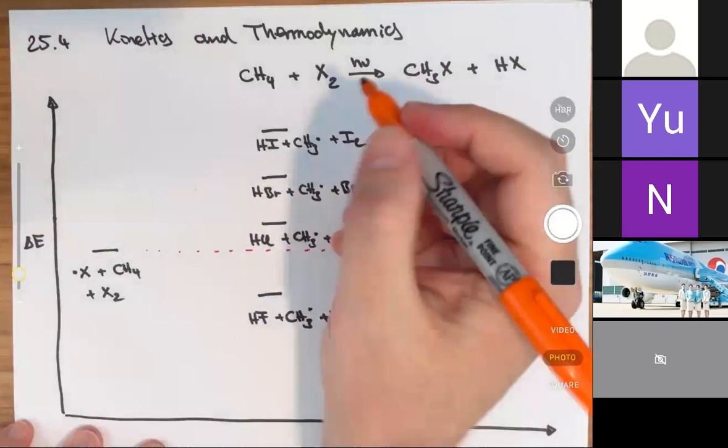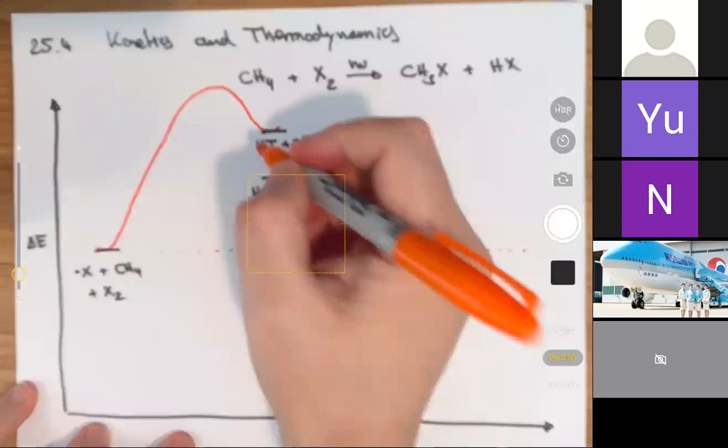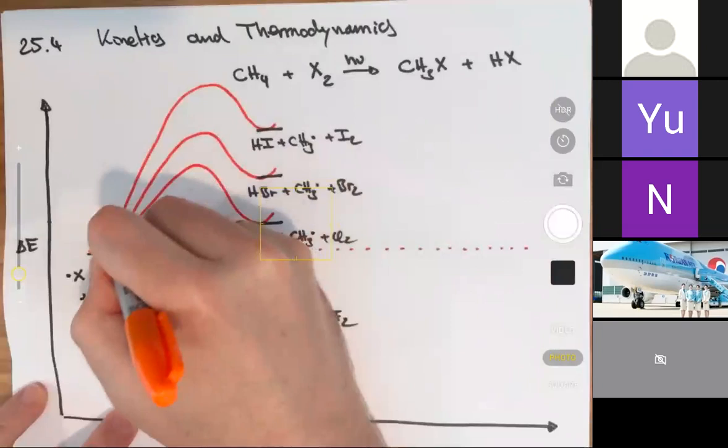So the transition state that these have to go through to get to these intermediates looks a little bit like this. So this is the highest transition state. The next higher one is the brominated species. Then we get the chlorinated. And for the fluorinated species, the barrier is very small.